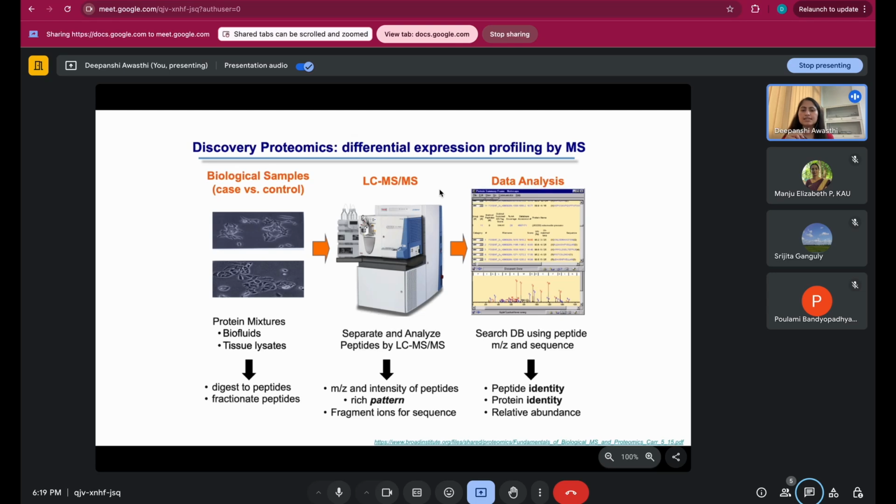After the separation has happened, you allow the sample to pass through the mass spectrometer, which will further ionize it. Those ions will then pass through the mass analyzers, which analyze the mass to charge ratios, and ultimately the detector will capture and detect what the ions are.